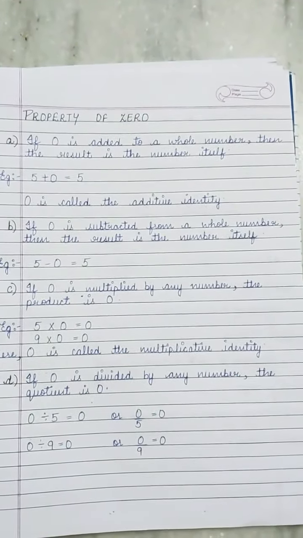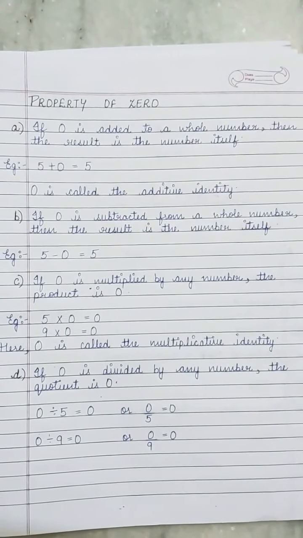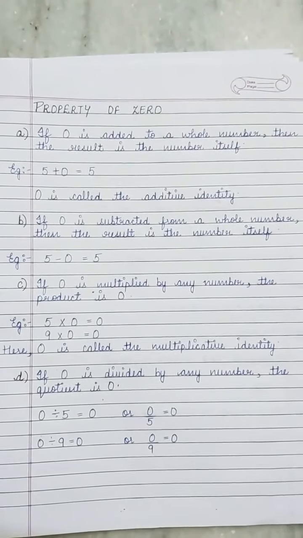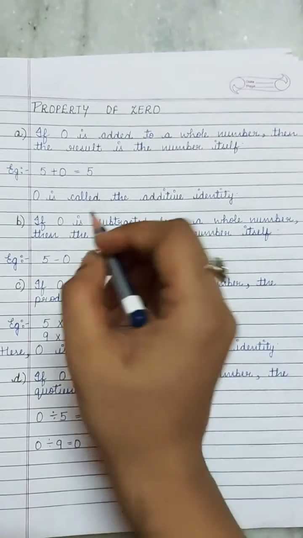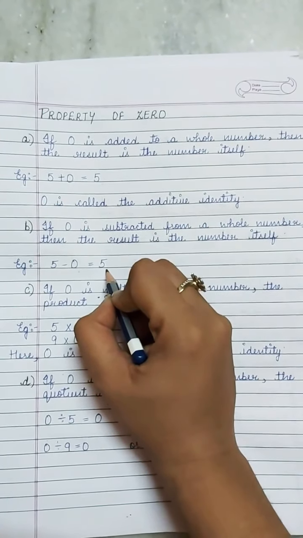If 0 is subtracted from a whole number, then the result is the number itself. If you are subtracting 0 from a whole number, then also the result is the number itself. See here, 0 को 5 में से subtract करें तो result क्या मिल रहा है हमें? वो number खुद, that is 5.